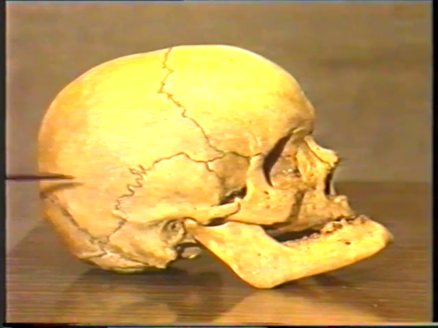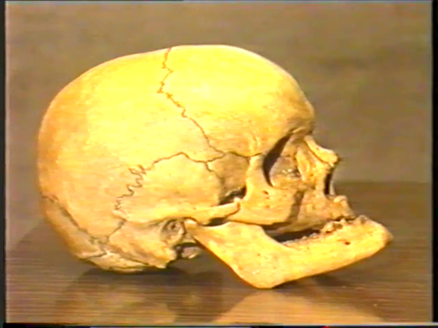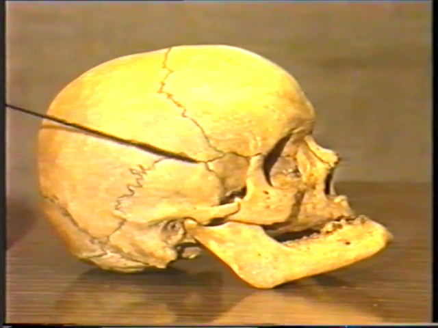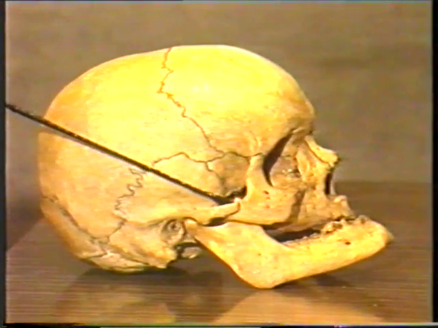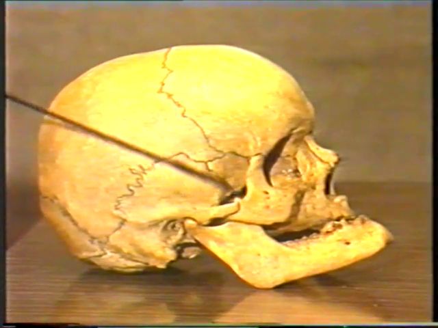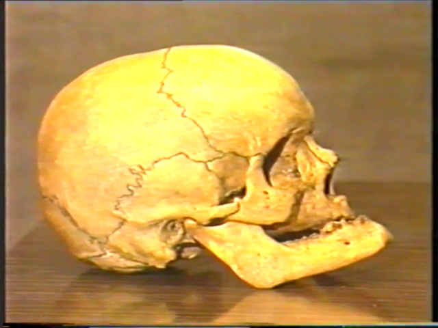The temporal line gives origin to the temporal fascia, which is deep fascia covering the temporalis muscle. The temporalis muscle itself arises from the whole floor of the temporal fossa, and its tendon passes deep to the zygomatic arch to get insertion into the coronoid process of the mandible. The temporal fascia is attached below to the zygomatic arch.